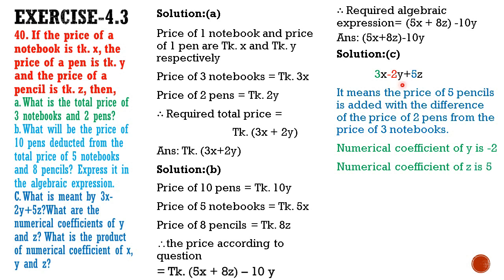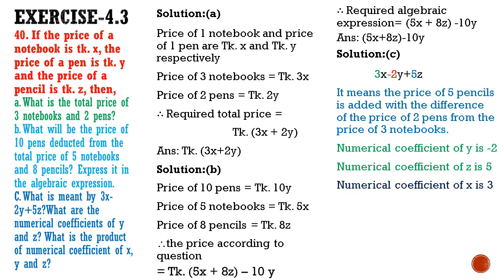Now the question number C. As you can see, what are the numerical coefficients of y and z? Already we have found out y. Now we will find out the coefficient of z. Numerical coefficient of z is 5. As you can see from the expression, my dear, 5z. So the numerical coefficient should be 5. You can write down plus 5, but the plus sign you can write or you cannot write, no problem. But the minus sign, you have to write down the minus sign. You cannot ignore it.